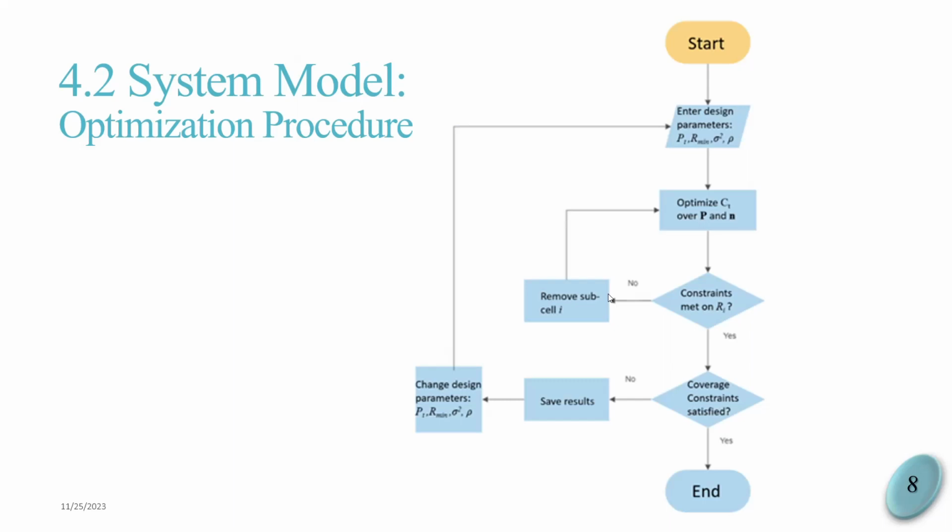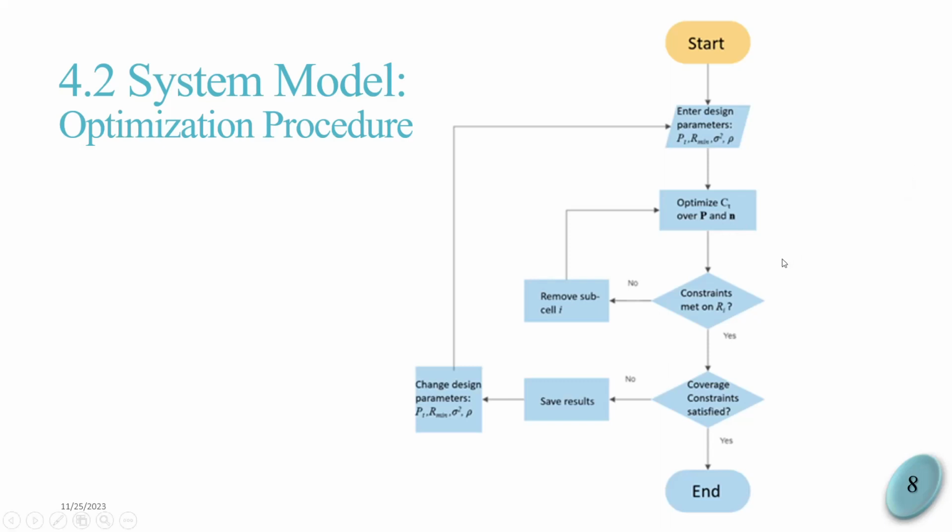So this is the optimization procedure that we propose to implement. We start with some fixed design parameters. These design parameters concern the total power, the minimum bit rate, the noise variance, and the user densities. Using these fixed parameters, we are going to optimize the total capacity of the system over the power and the number of resource blocks. So the power, how much power we are going to give for each resource block over each subcell or location, and n here is a vector representing the number of resource blocks per subcell or per location.